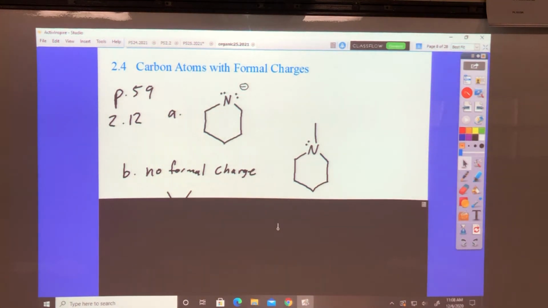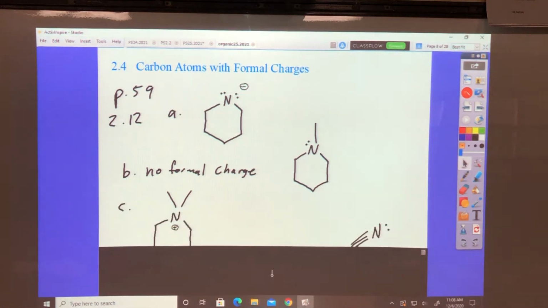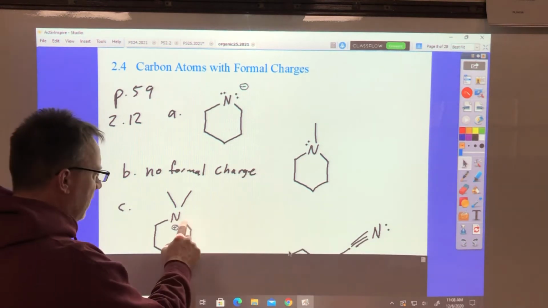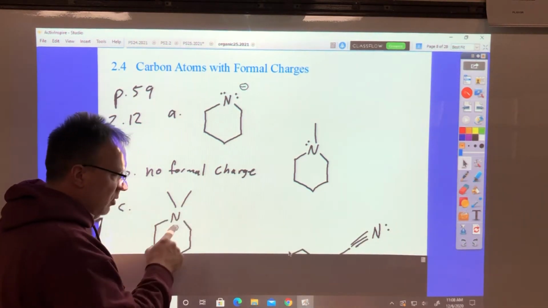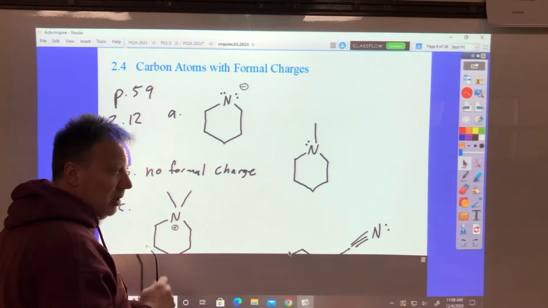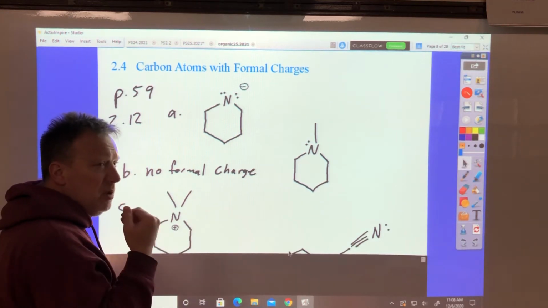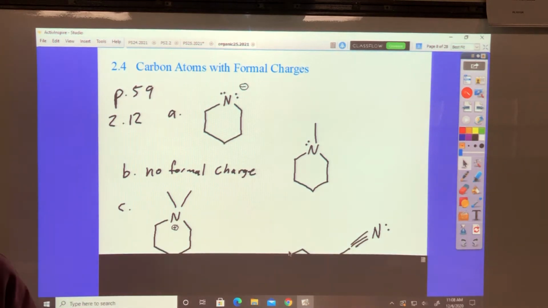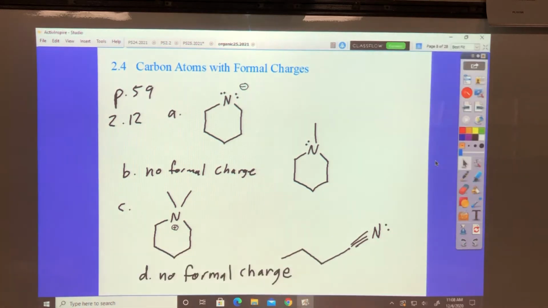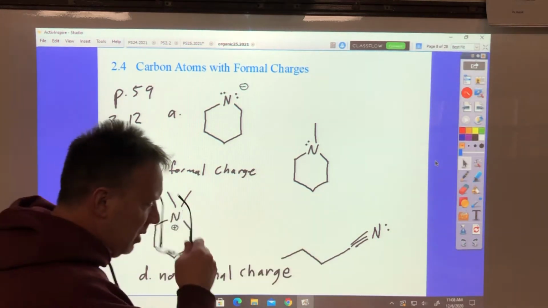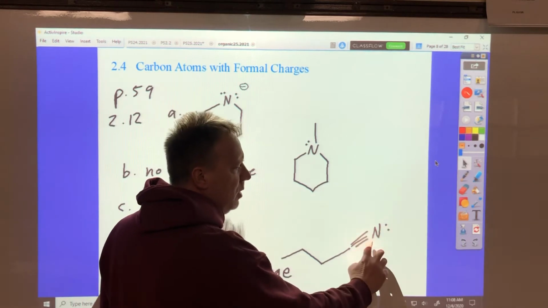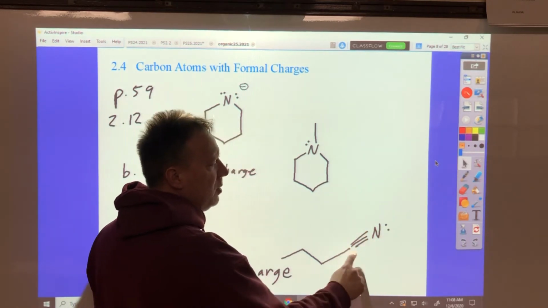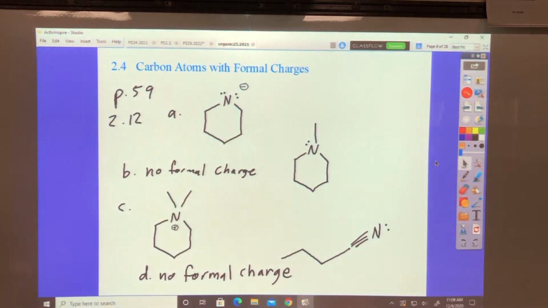For C, you got 1, 2, 3, 4 shared valence electrons, but not a 5th one, which means you're short one, which means you have a formal charge right there. And then D, no formal charge on this one because nitrogen has 1, 2, 3, 4, 5 with shared ones there. And the carbons are all okay.